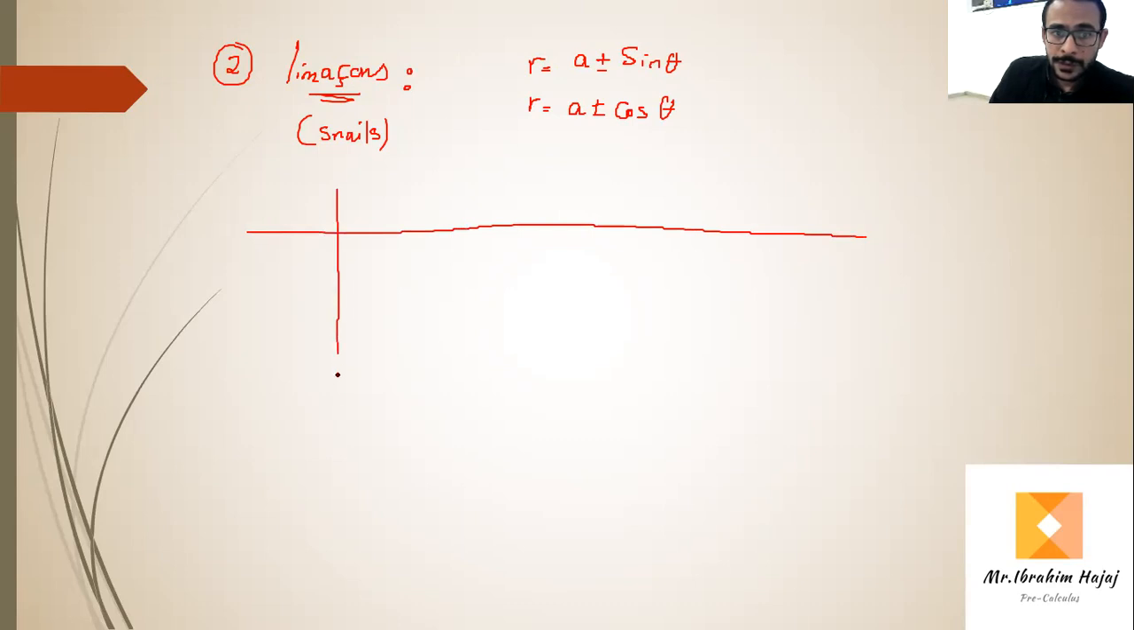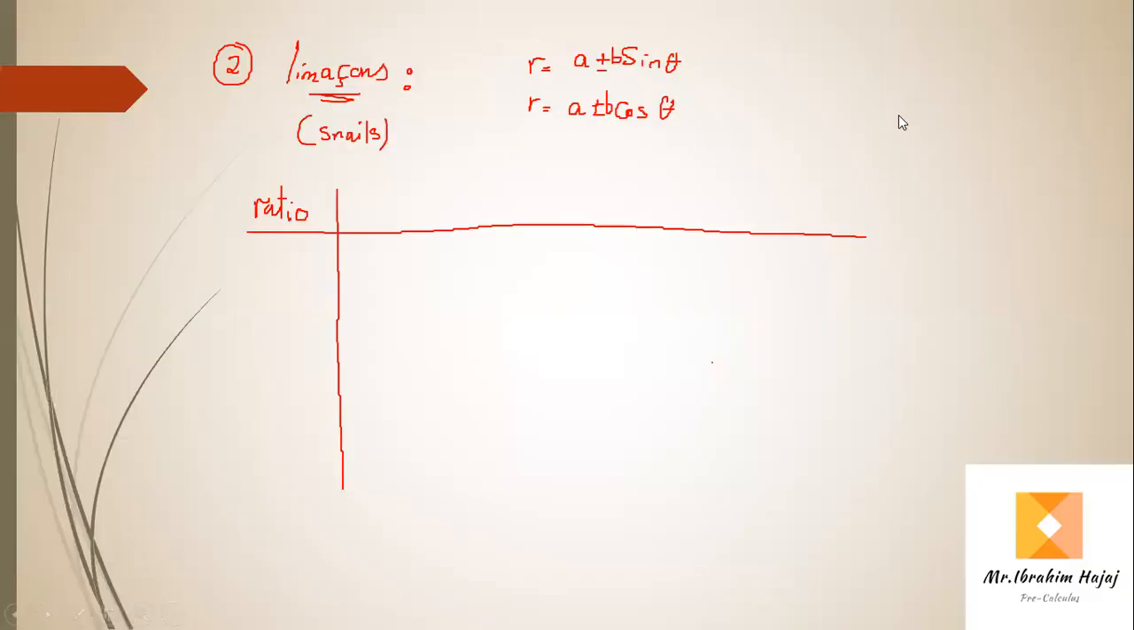Then I would like to draw this table. Firstly, we have to write here the ratio between A and B. There is B here. The form is r equals a plus b sine theta, or a plus or minus b cosine theta. Okay.